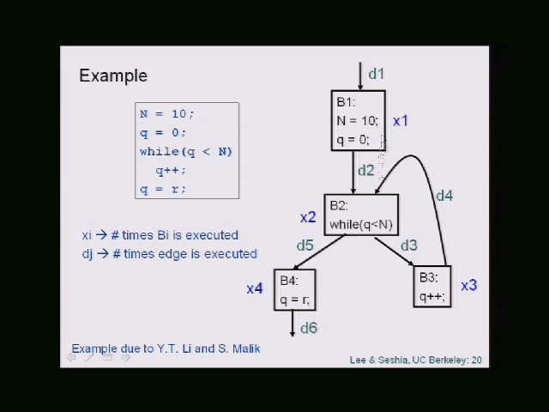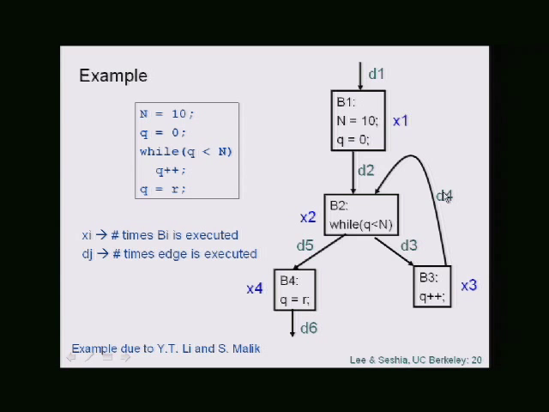So these are the number of times you take every edge, and the xi's are the number of times you execute the code inside the node. That has to be the same as the number of times you entered it. So now what we'll do is we'll write constraints, equalities that relate these different variables.